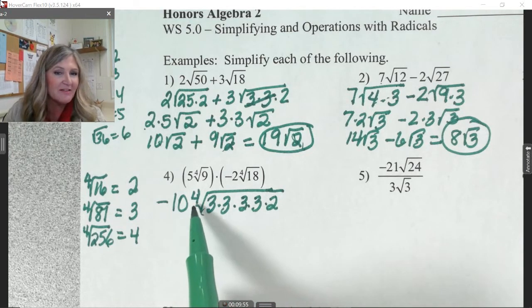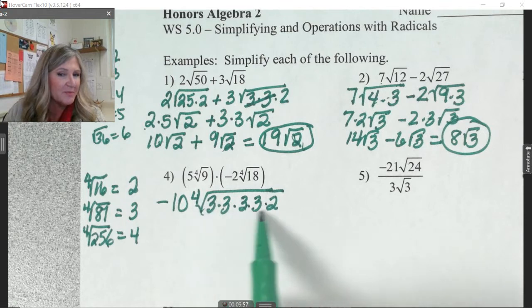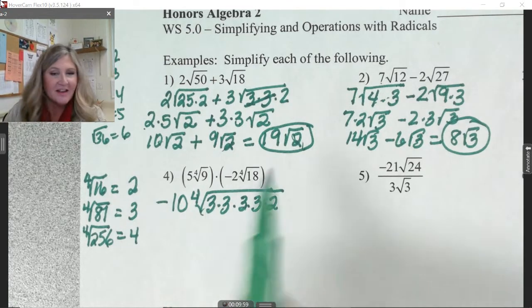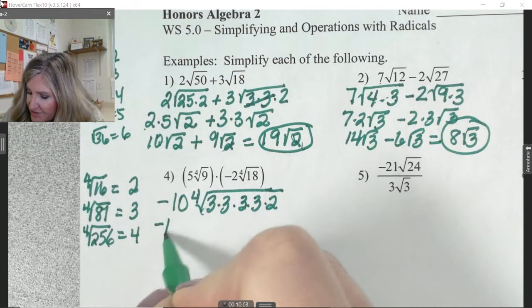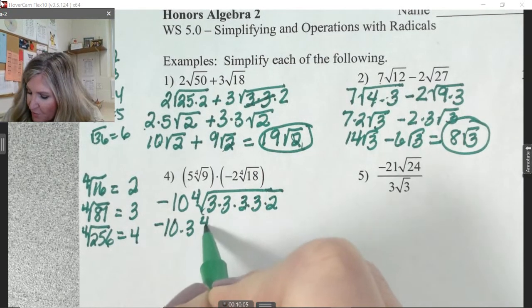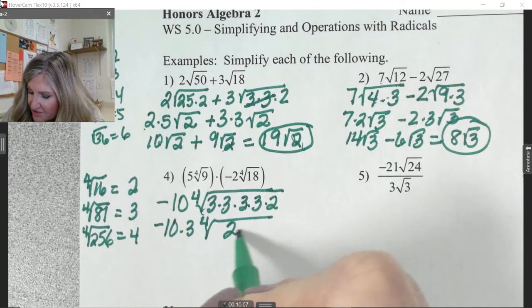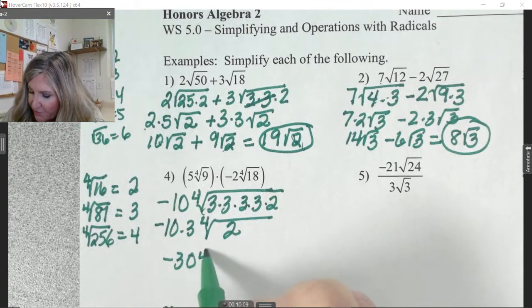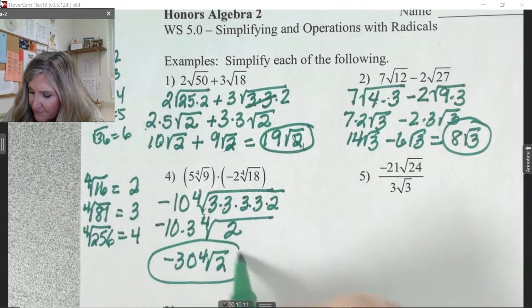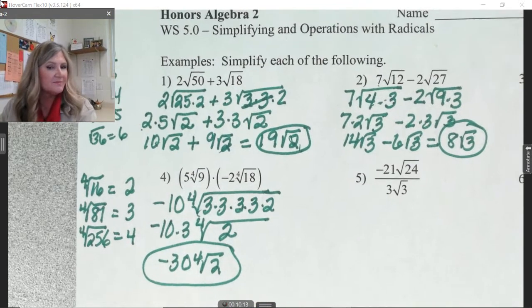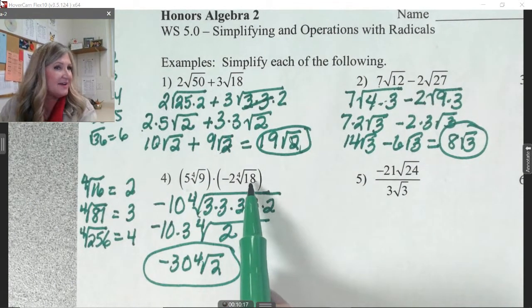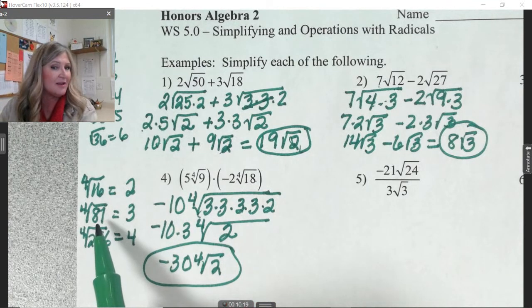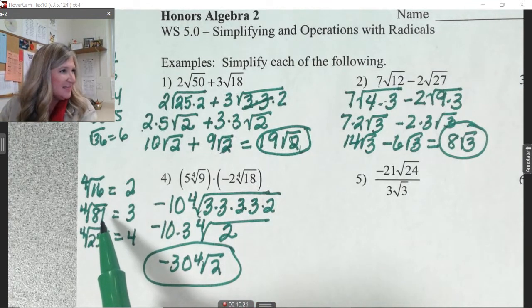Sometimes I explain it like going out of the house, you've got to have 4 people to leave the house, if you think of it that way. So we have four of the 3s, so we're going to have negative 10 times 3, 4th root of just the 2 is left, so negative 30, 4th root of 2. All right? I think that's easier than doing 9 times 18, getting that number, and then breaking it down into 81 times 2. See what I'm saying?